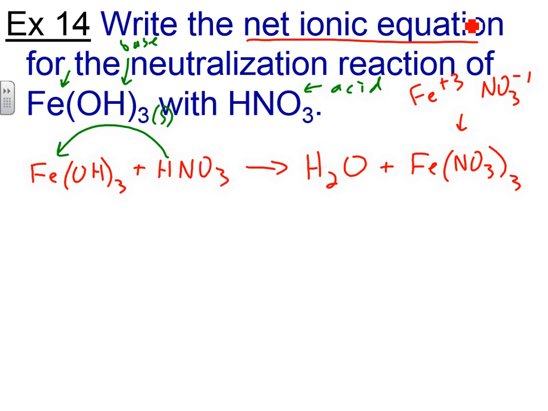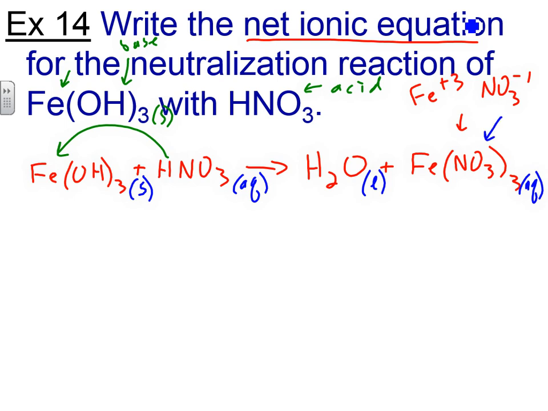Okay, in this case, let's go ahead and put the state symbols. This is going to be a difference. So here, our nitrates are always soluble, so we'll put aqueous for the nitrate. And we said this one was a solid, because hydroxides are usually not soluble, and it's not with an iron. Water is a liquid, and then iron nitrate is actually aqueous. This one is soluble, since all nitrates are soluble, so iron nitrate will remain soluble.